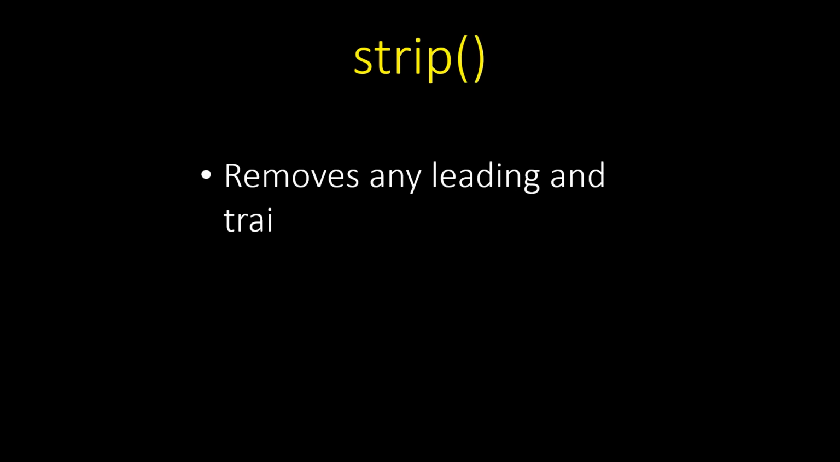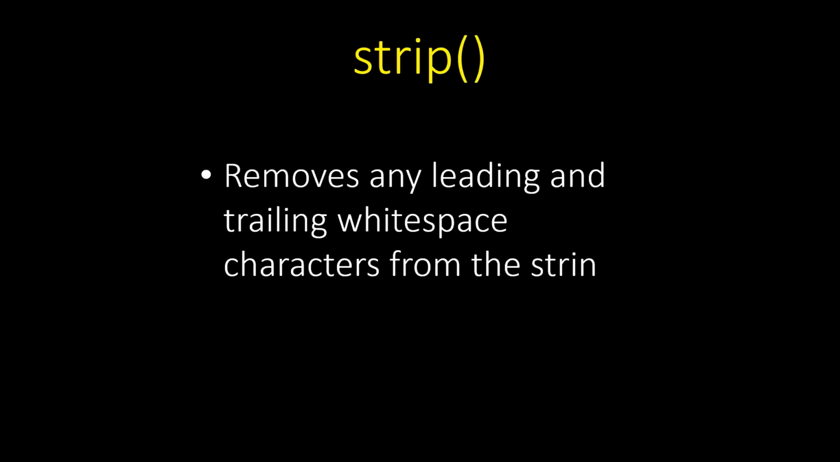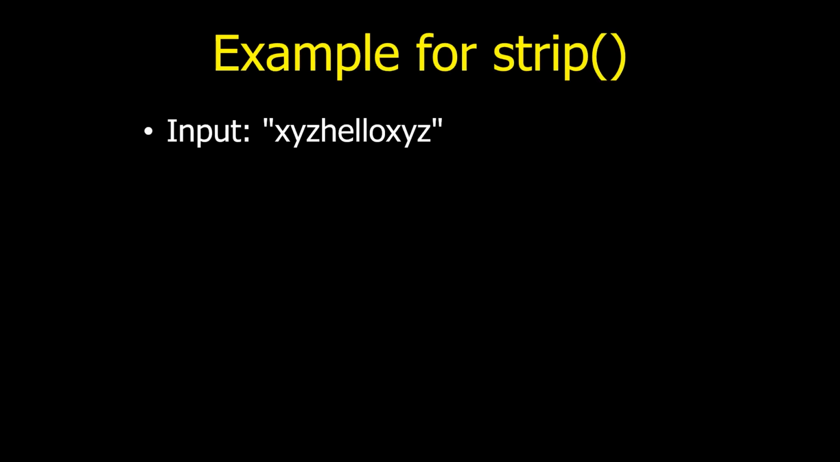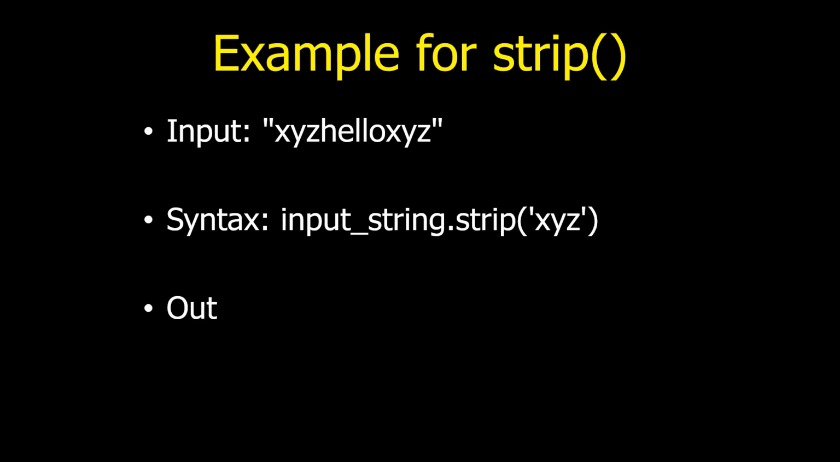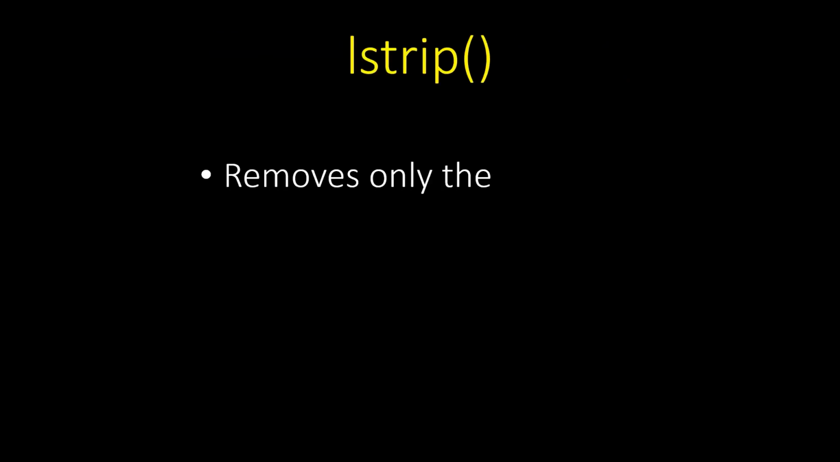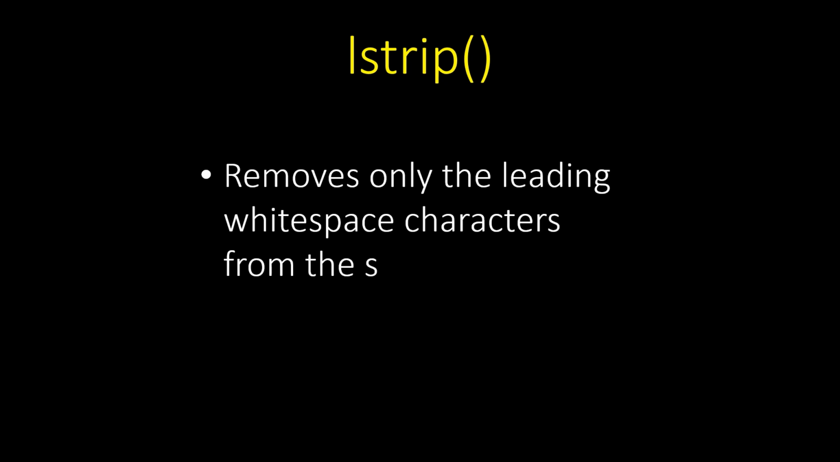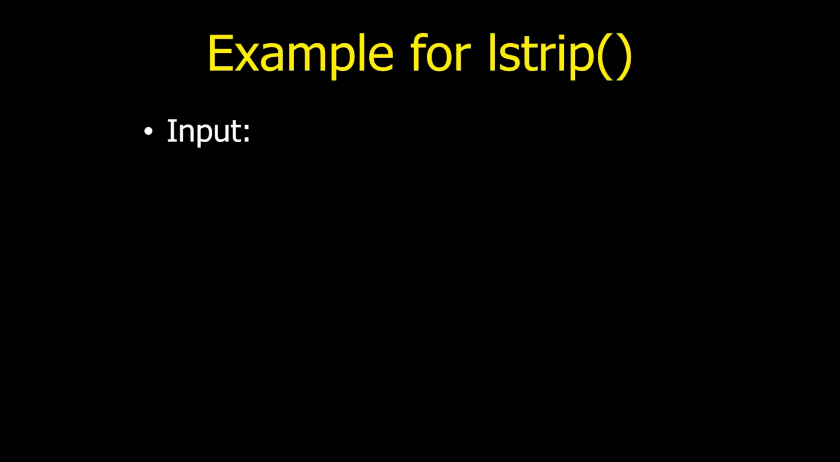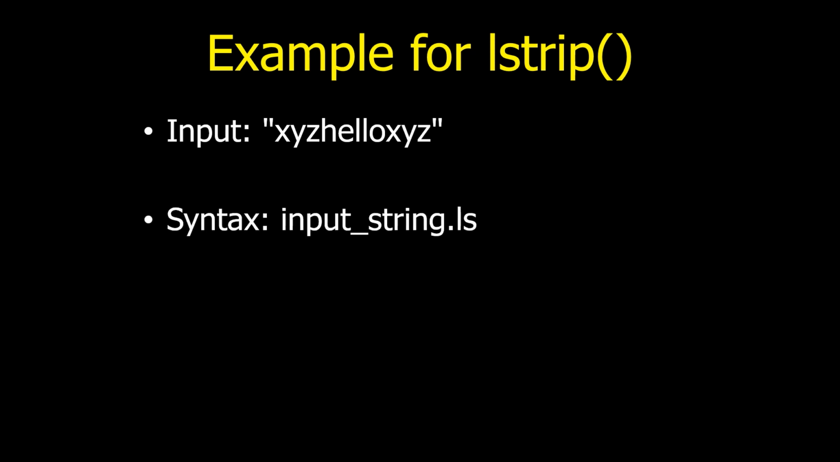Now, to trim characters, the strip method is handy. From the string "xyz hello xyz", when we strip away the characters xyz, we get "hello". If you wish to trim characters only from the left or right, use lstrip or rstrip. From "xyz hello xyz", stripping xyz on the left gives "hello xyz", while doing it on the right yields "xyz hello".